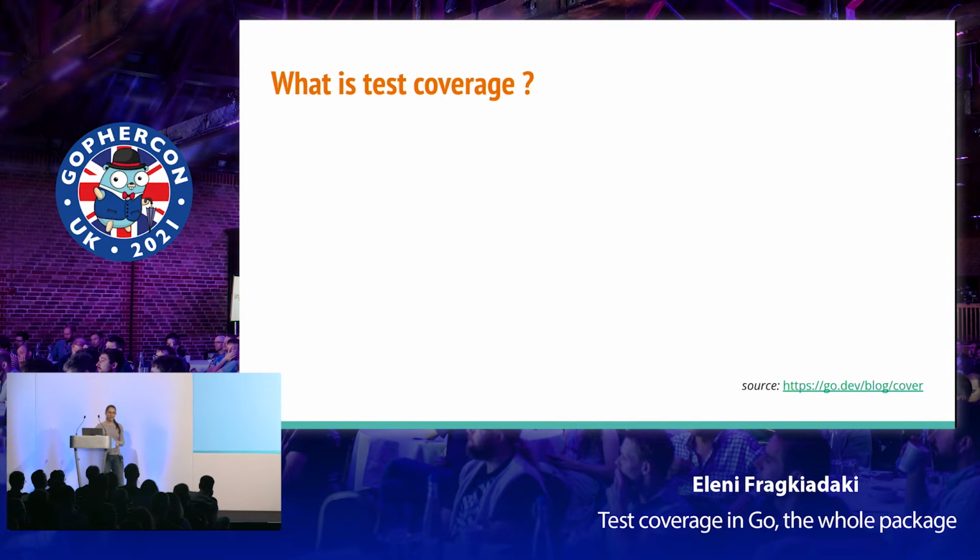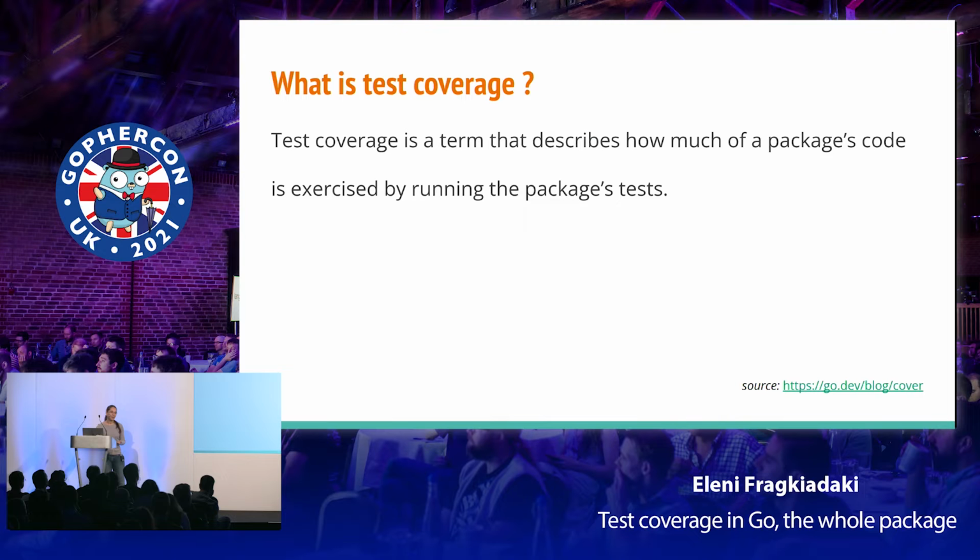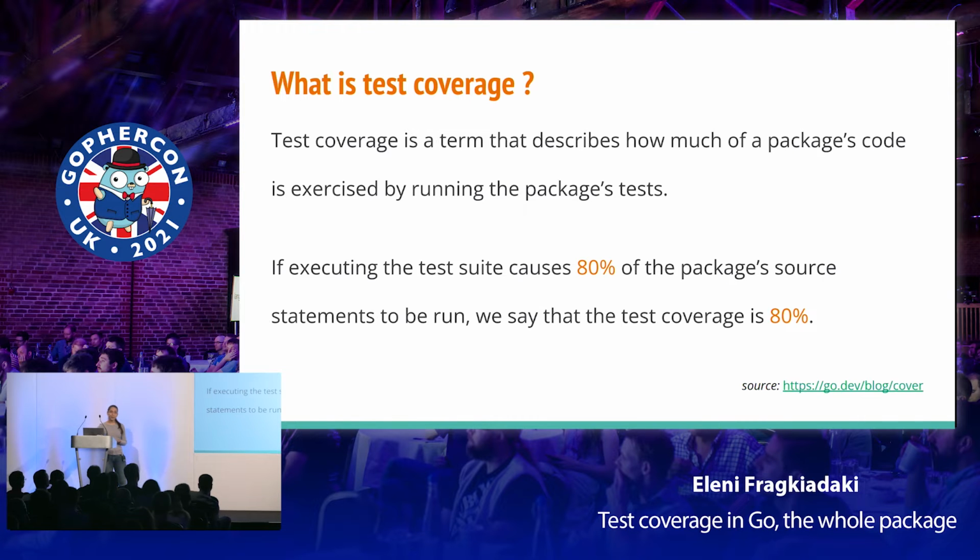So if we start with what is actually test coverage, when we say test coverage, we mean how much of our code gets executed when we are actually running our test suite. So if we get a number back, which is what we usually get when we run our test coverage statistics, and it tells us that 80% of our test is covered, it means that 80% of our statements actually got executed while we were running our tests.